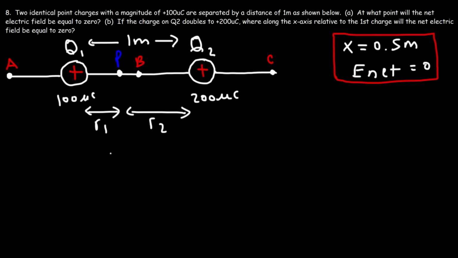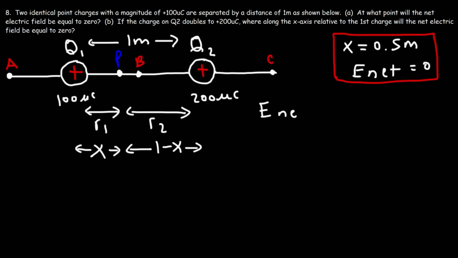Now let's call R1 x. If R1 is equal to x, what's R2? Notice that the total distance is 1. So R2 is going to be 1 minus x. If you add x and 1 minus x, you're going to get 1. So at this point, all we need to do to get the answer for part B is get the value of x, because x represents the distance relative to the first charge where the net electric field will be equal to 0. So how can we calculate x?